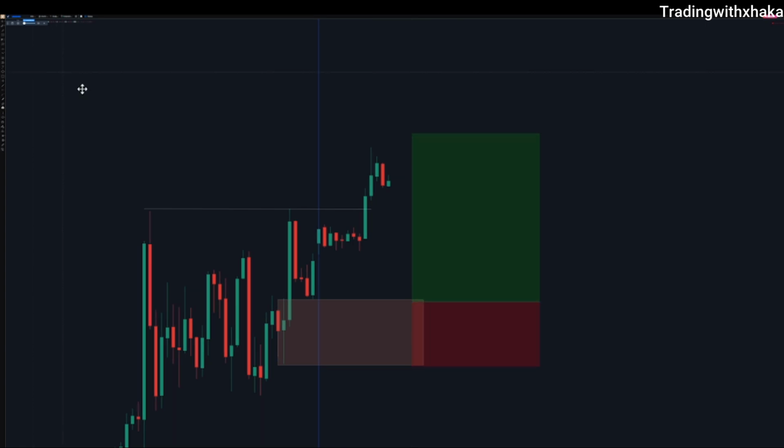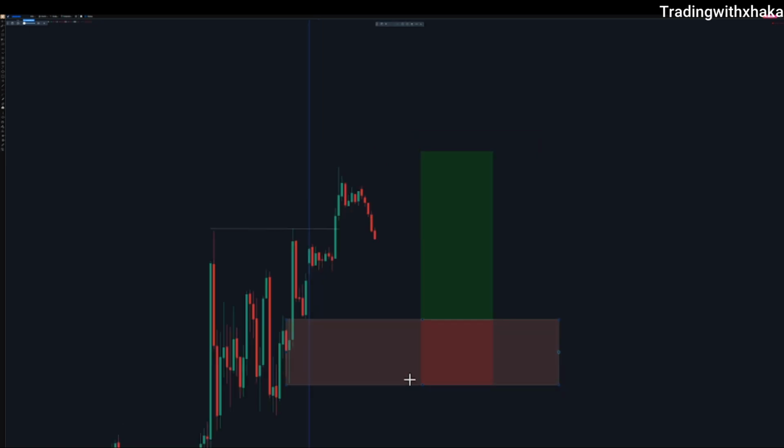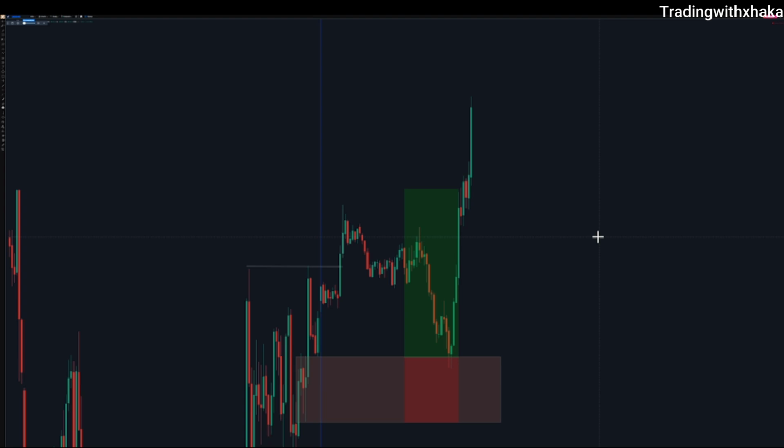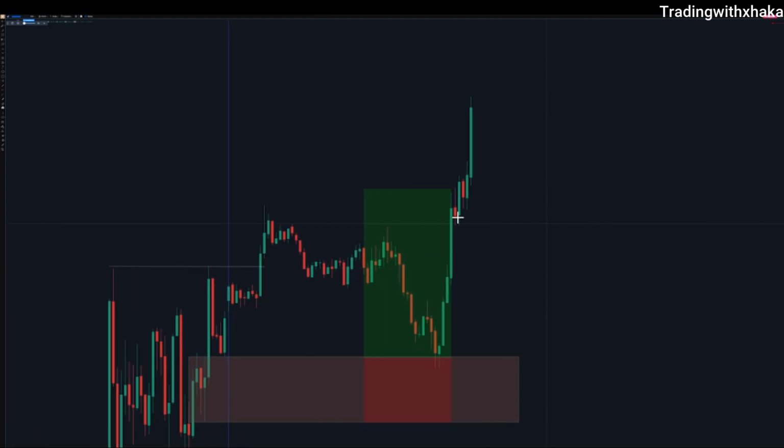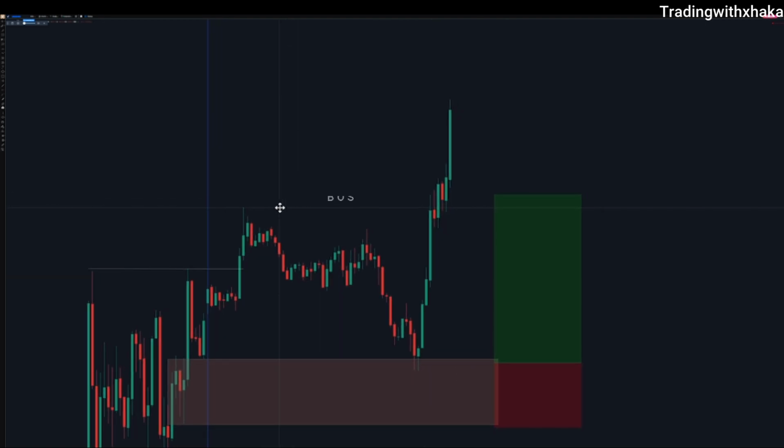So let's bring out all. So let's see what will happen. Yeah, see how the candle taps into the zone and moves up. So as this happens, you can still look for another entry. So here becomes our another break of structure and so on. So that's how to do it.